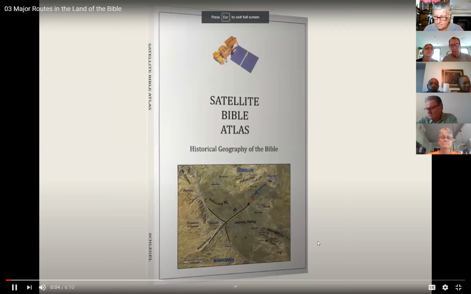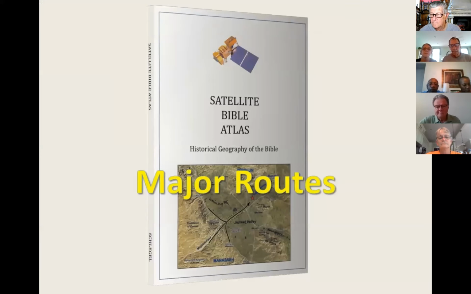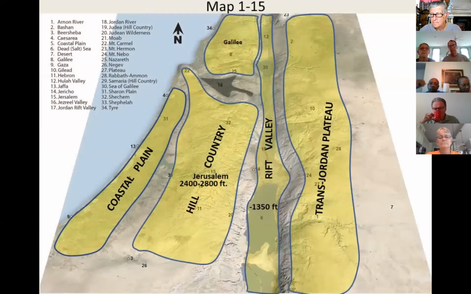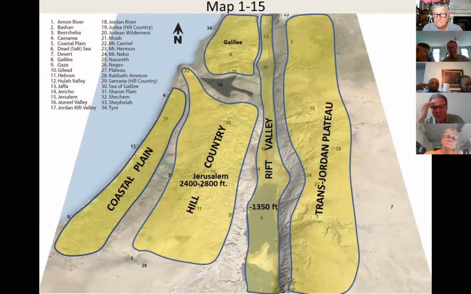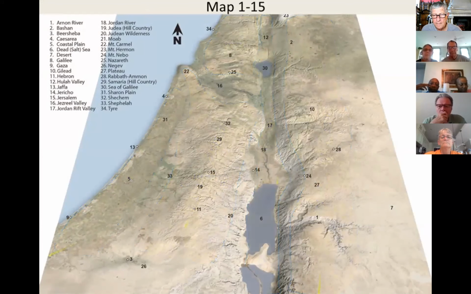Atlas, video number 3, Major Routes in the Land of the Bible. In our last video, we learned about the 4 major geographical zones of the land of the Bible: the coastal plain, the hill country, the Rift Valley, and the Transjordan Plateau. Now we will see how each of these regions has a major route that runs through it.